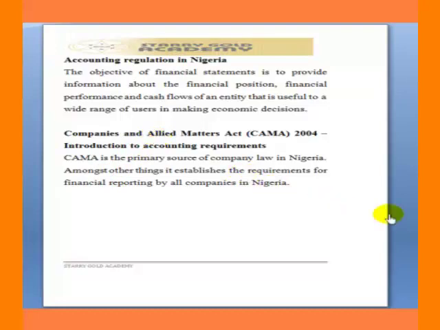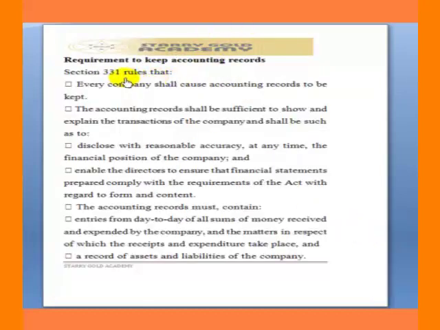So now let's look at some of the sections in CAMA, so that we can have a better understanding of how financial statements should be prepared. First, Section 331 of CAMA guides us on how documentation should be kept, that is, how we are going to keep our accounting records. And this section says that every company shall cause accounting records to be kept.